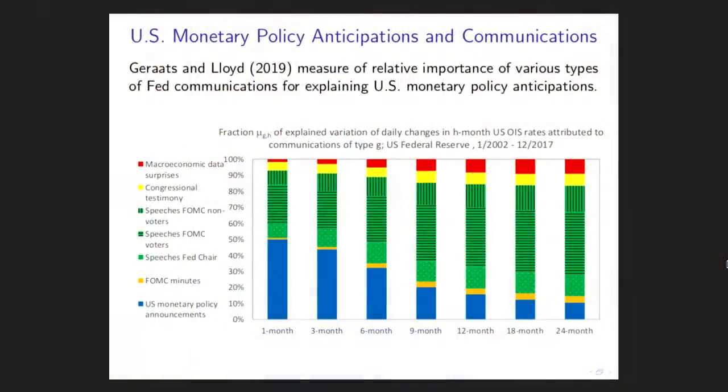So what we show here is a decomposition that measures the relative importance of various types of Fed communications in explaining US monetary policy anticipations as measured by daily changes in OIS rates.